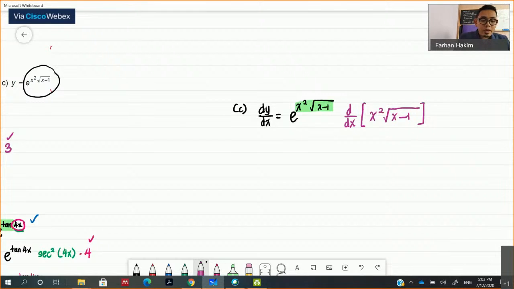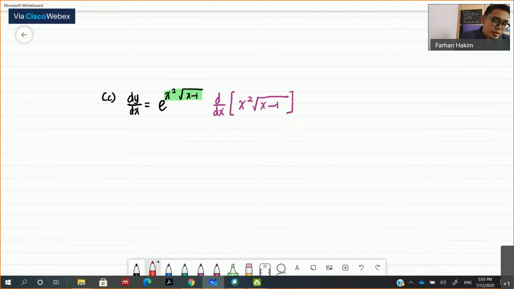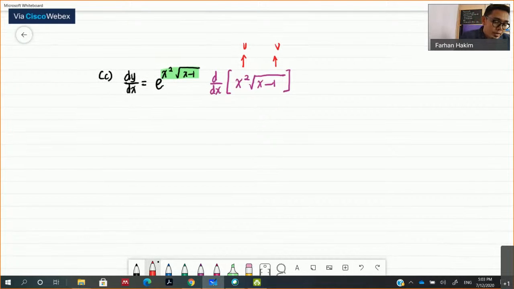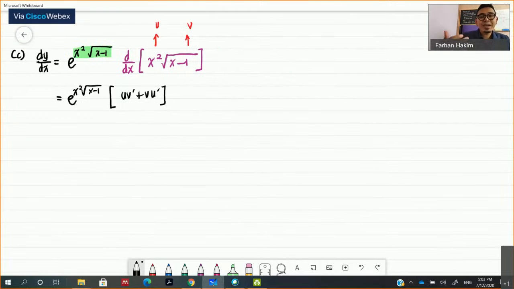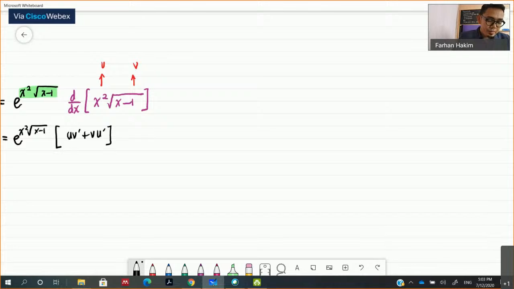But we know that this part is actually u and this part is actually v. So we have to use the formula where, all right, so this should be e to the power of x square root of x minus 1. This one should use the formula for u multiplied by v, which is actually uv prime plus vu prime. Okay. So to do this, we have to find u and v, all right, separately. So I'm going to find u first. So u is actually given by x squared and v is actually given by square root of x minus 1, where square root of x minus 1 is actually x minus 1 to the power of 1 over 2.